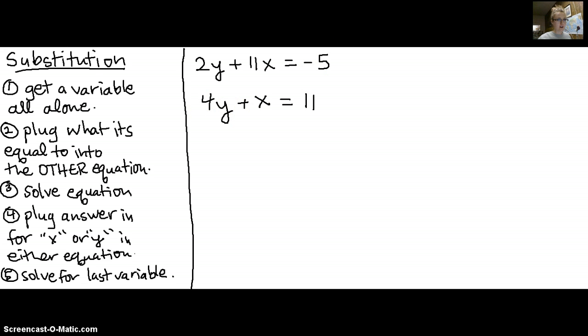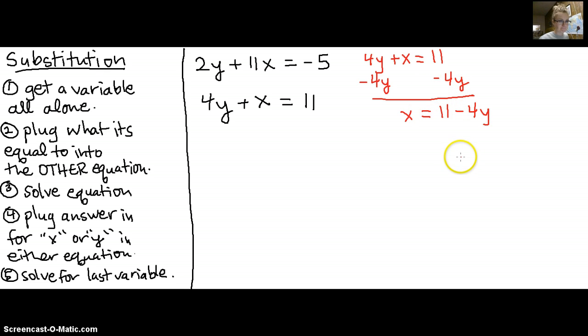In this second equation, I'll copy it down in a nice red color. We'll have 4y plus x equals 11. And remember, we're solving for x here. So, all I need to do is subtract 4y on both sides. Then I'll get that x equals 11 minus 4y. Remember, we can't combine the 11 and the minus 4y because they're not like terms. So they just end up like this.